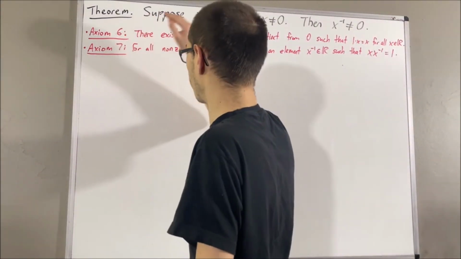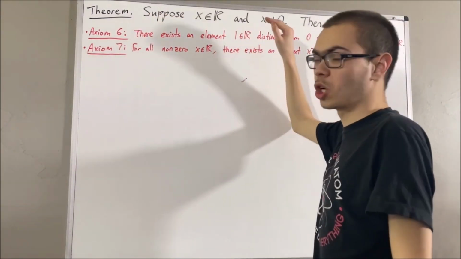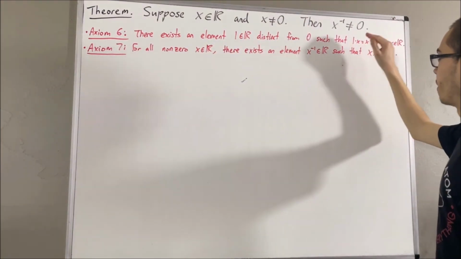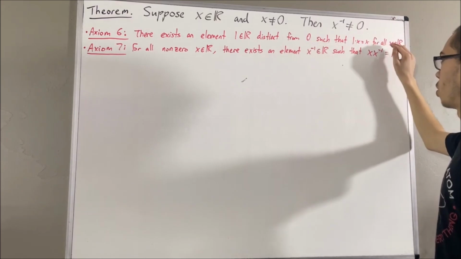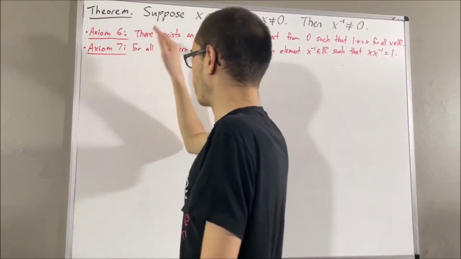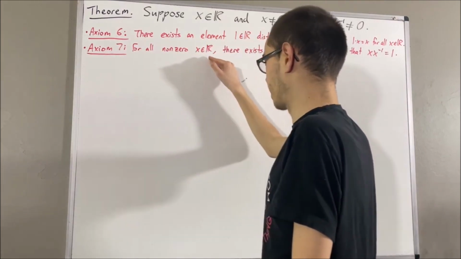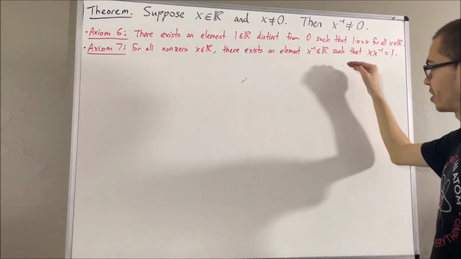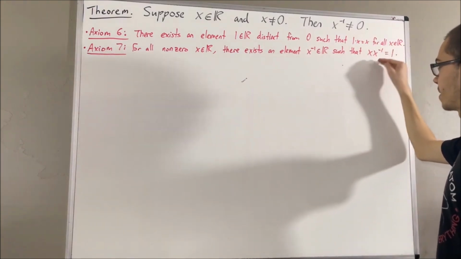Axiom 6 tells us that there exists a real number which we call 1 that is distinct from 0 and has the property that 1 times x equals x for all real numbers x. We also have Axiom 7, which tells us for all non-zero real numbers x, there exists a real number which we call the reciprocal of x that has the property that x times the reciprocal of x is equal to 1.